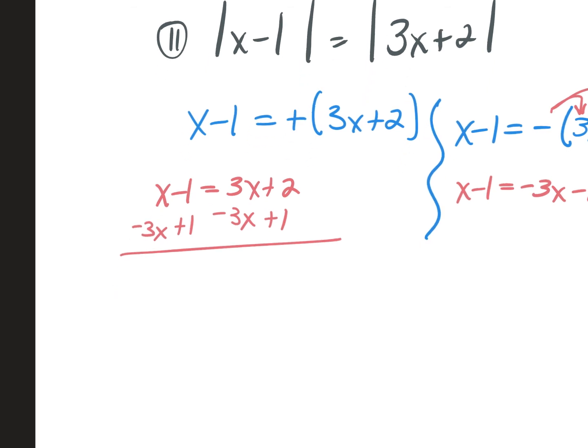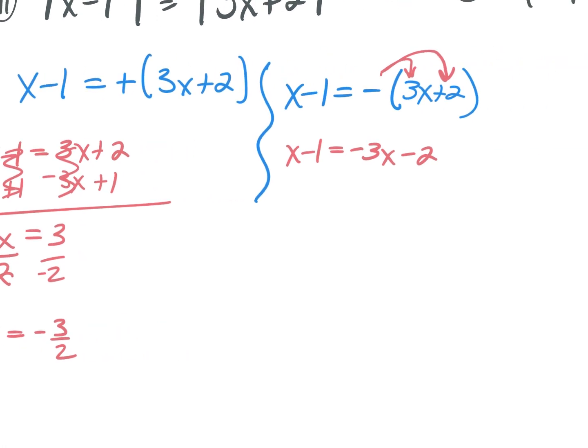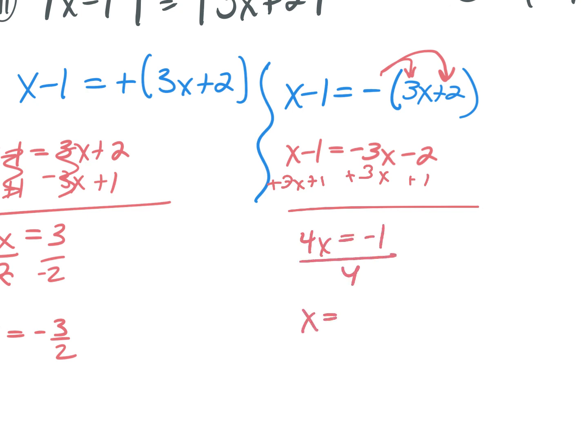So on the left-hand side, I have negative 2x equals 3, right? Divide both sides by negative 2. And I get x equals negative 3 over 2. And then over here, I'm going to do the same thing. Now I'm going to add 3x to both sides and add 1. And I get 4x equals negative 1. Divide by 4, and I get x equals negative 1/4.